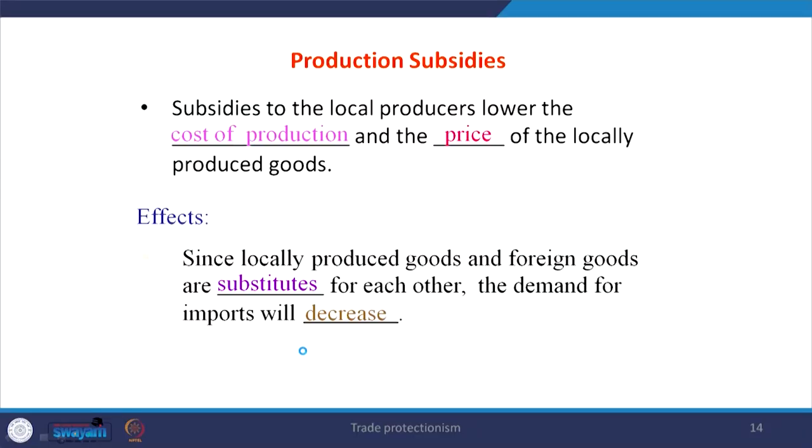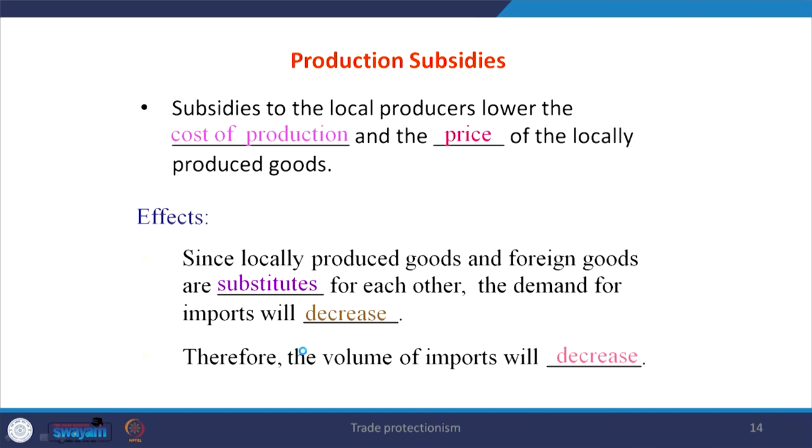Now, since the locally produced goods and foreign goods are substitutes for each other, the demand for imports will decrease. Why substitutes? Because the prices are now becoming very competitive. So, it depends upon what kind of subsidies are given and on which channels they are given. Therefore, the volume of imports will decrease because we have given huge facilitation to the importers to produce on their own. So, the extent of imports will be restricted. They would rather be facilitated to produce than import. So, that is one of the channels by which trade is restricted.